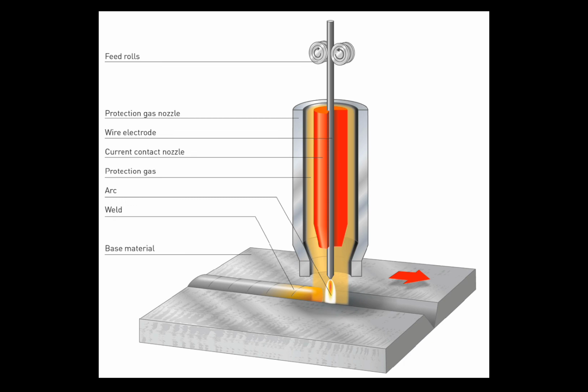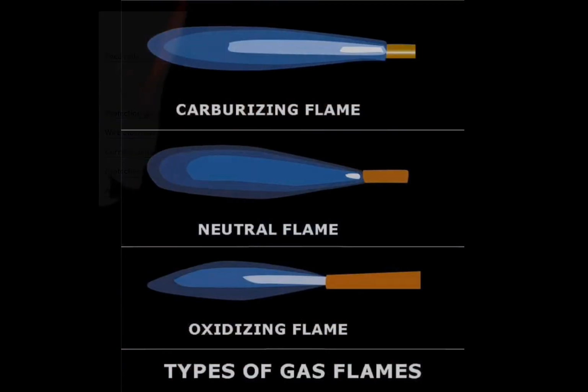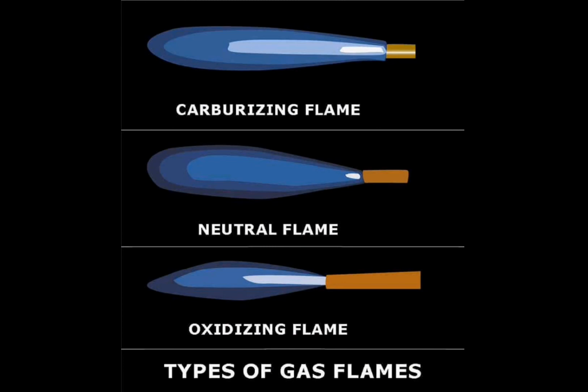What shielding gases are used for gas tungsten arc welding, TIG? Helium and argon. What fuel is used for gas welding aluminum? Oxygen and hydrogen.